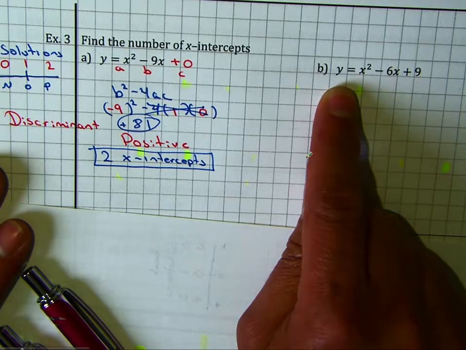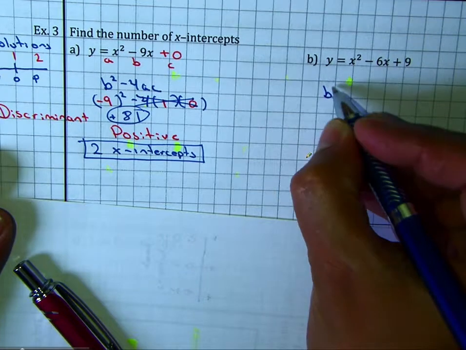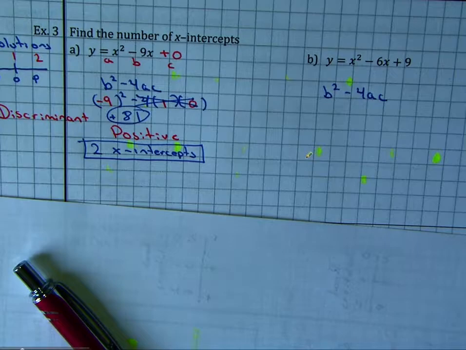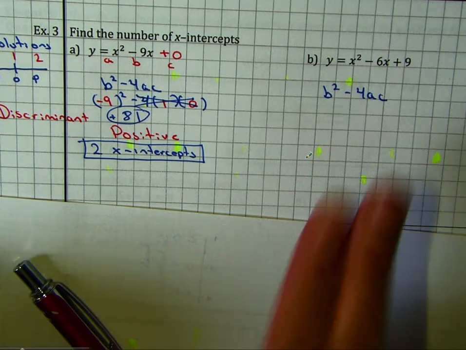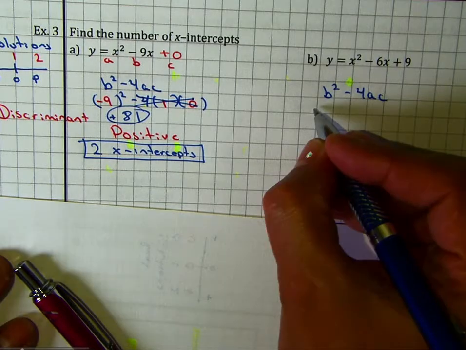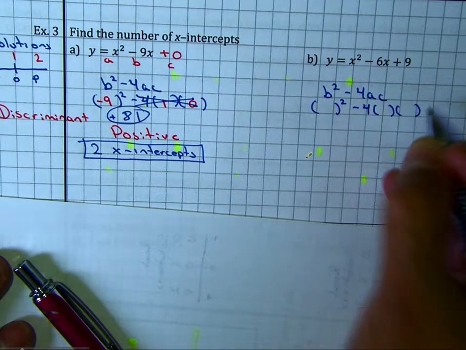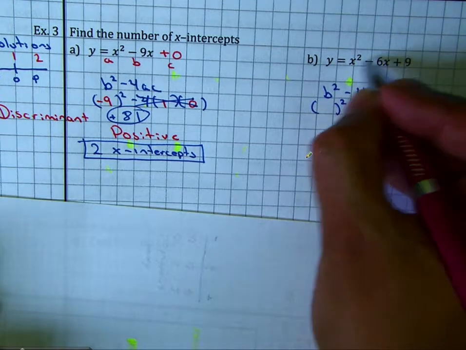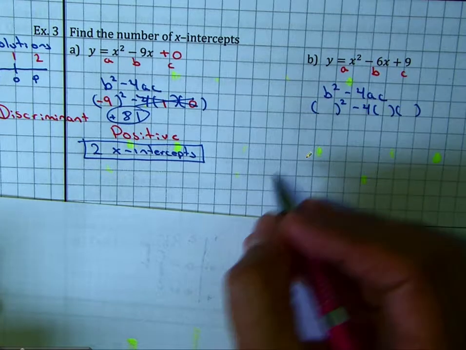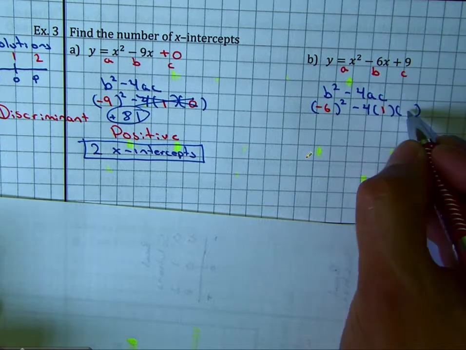Letter B, find the number of x-intercepts. So we're going to use the formula b squared minus 4ac. Go and work it out, see how many x-intercepts, pause it, and we can continue once you're ready. Excellent. Remember that you want to set up every single time: b squared minus 4ac, where a is 1, b is negative 6, and c is 9.